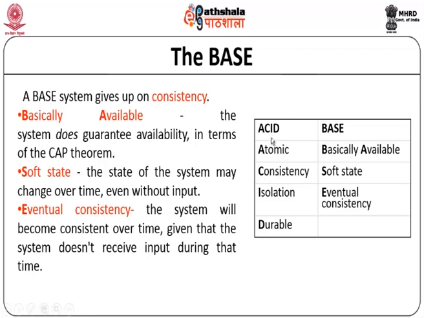So, to differentiate between ACID and BASE properties, we find ACID is atomicity, consistency, isolation and durability. BASE is basically available, soft state, eventual consistency. NoSQL databases must satisfy the property called BASE property. So, when it satisfies the BASE property, the CAP requirements are also satisfied.